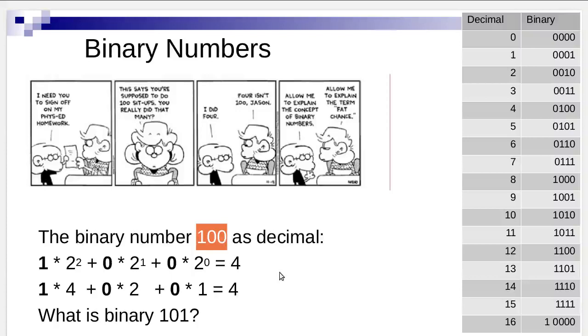Okay, so it might be confusing if it's the first time you've seen it, but definitely you want to make sure that you can translate between decimal numbers and binary numbers.